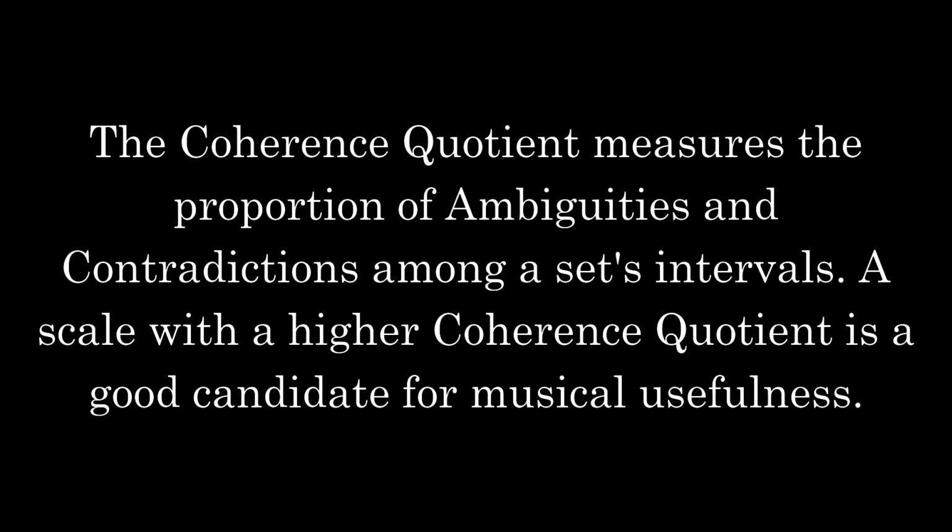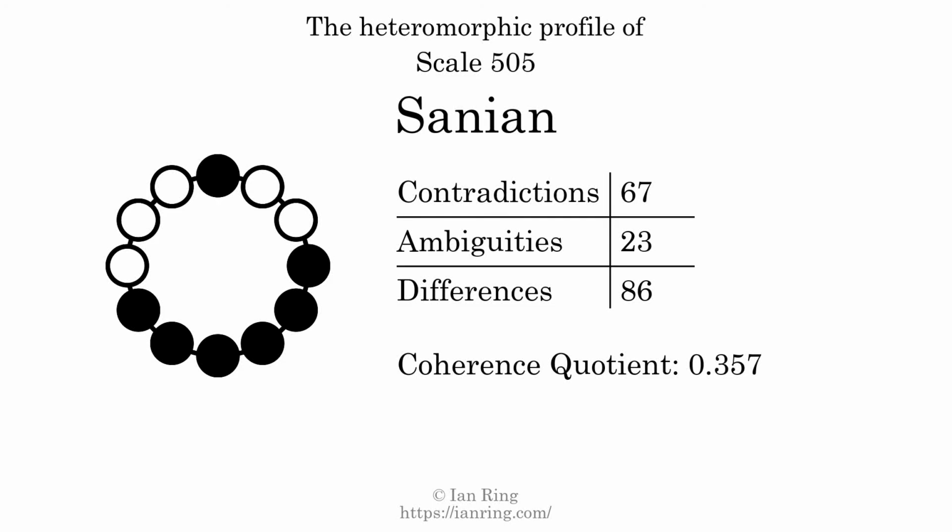The coherence quotient measures the proportion of ambiguities and contradictions among a set's intervals. A scale with a higher coherence quotient is a good candidate for musical usefulness. The coherence quotient is 0.357.